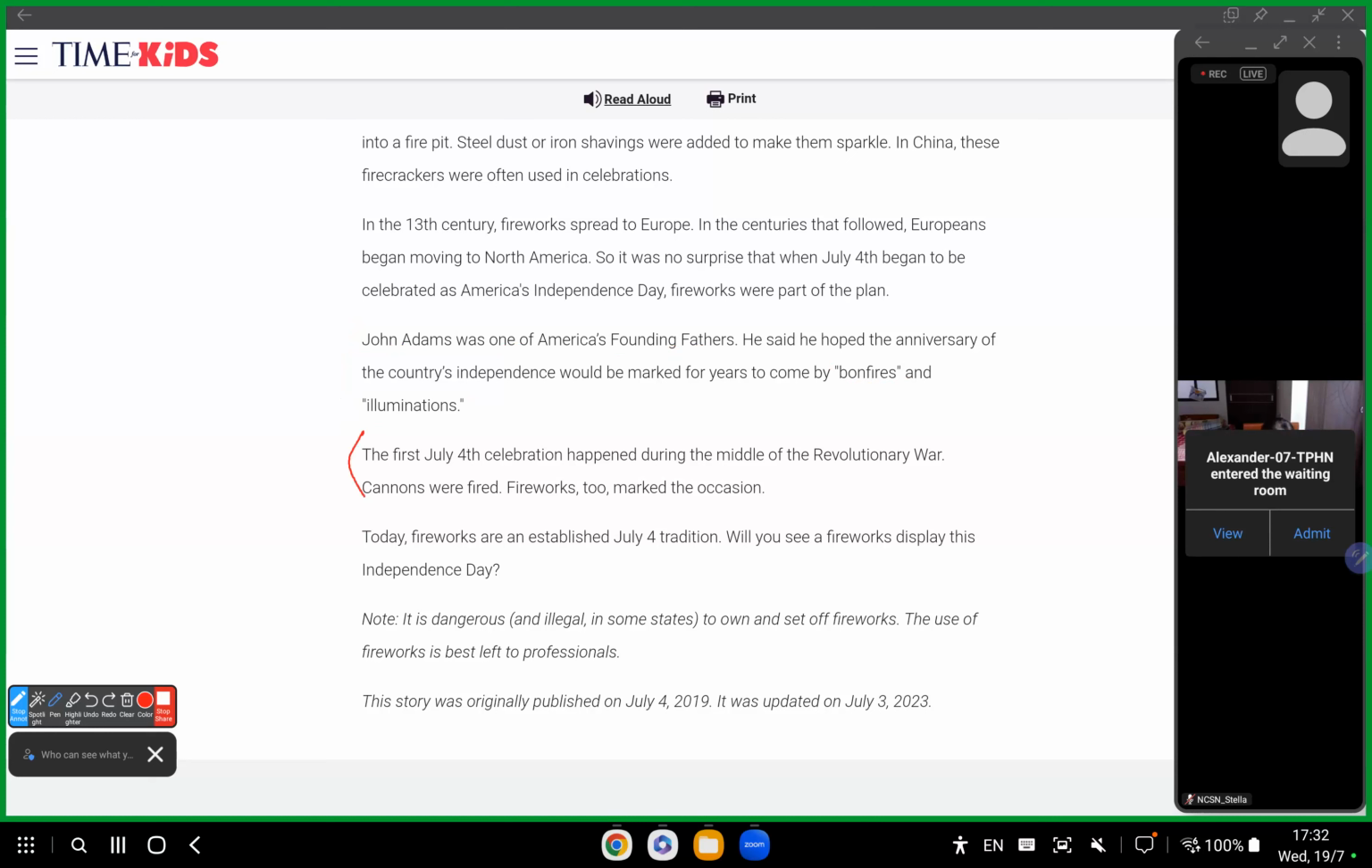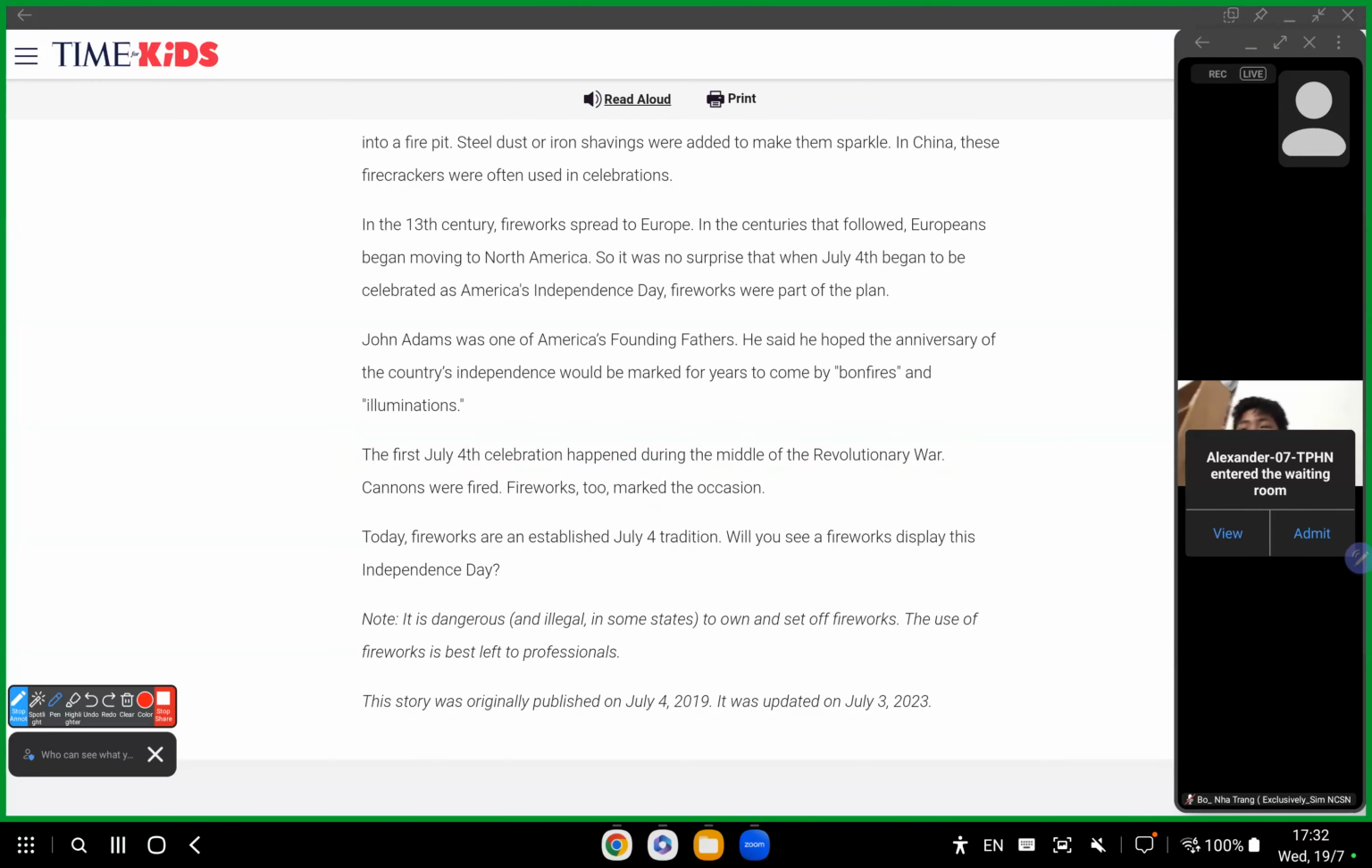Again, here we go. Is there any evidence in these couple of sentences? Bo. The first July 4th celebration happened during the middle of Revolutionary War. Good. Evidence. So facts. We've also got cannons were fired and fireworks too marked the occasion. So just more evidence there, more facts, more examples of what happened.